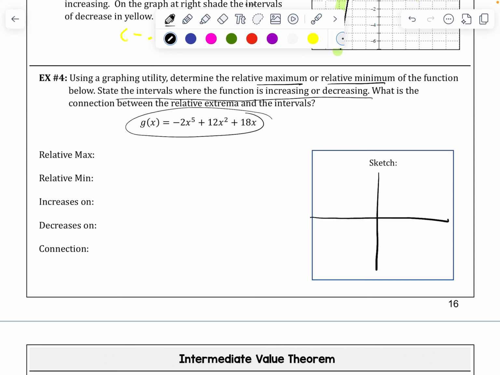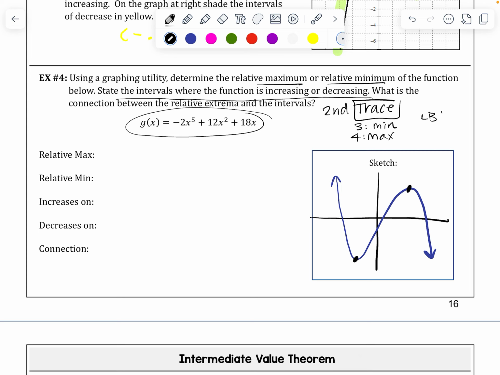I'm going to graph this on my graphing calculator really quick, just to give an approximate. It looks something like this. It looks like a cubic function where I have a local minimum and a local maximum. If I use my relative minimum function, so second trace, remember to hit second trace. I think option 4 is the relative maximum, option 3 is the relative minimum.